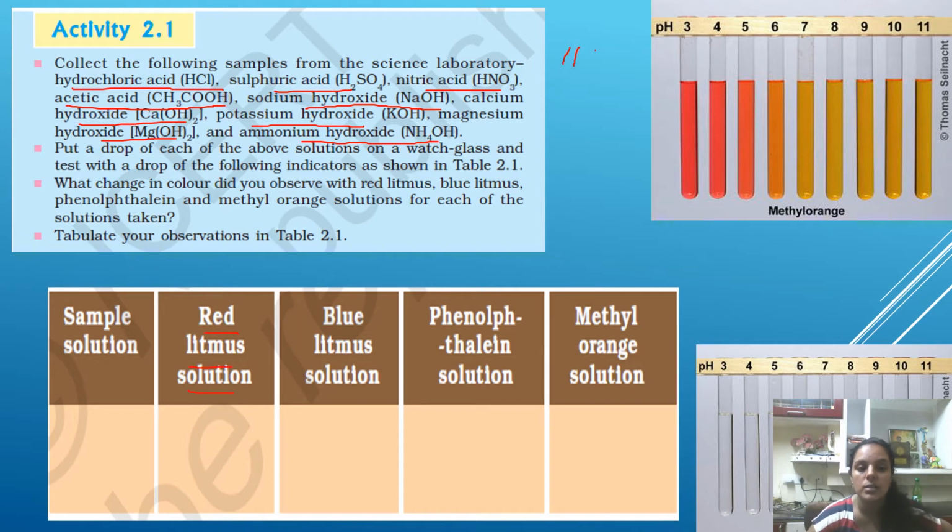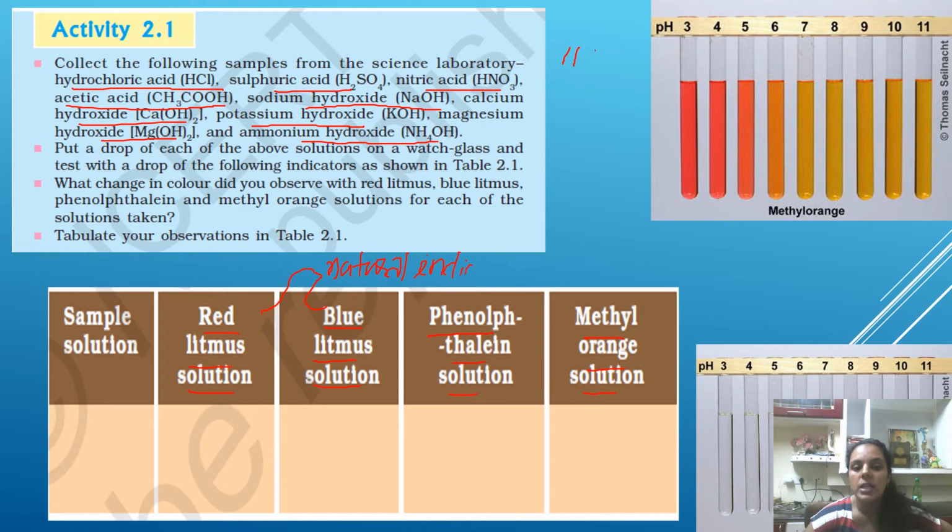These are the four things I am giving you: red litmus solution, blue litmus solution is the second one, phenolphthalein is the third one, and methyl orange is the fourth one. So the red litmus solution and blue litmus solution are natural indicators, as you all know, the natural indicator.